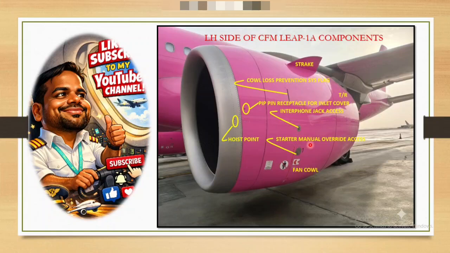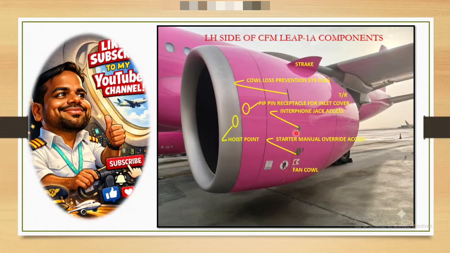And this is your fan cowl. This complete assembly is the fan cowl assembly. This is your inlet lip, the inlet cowl you can say. And this is your thrust reverser portion. This half of the portion is the thrust reverser portion.